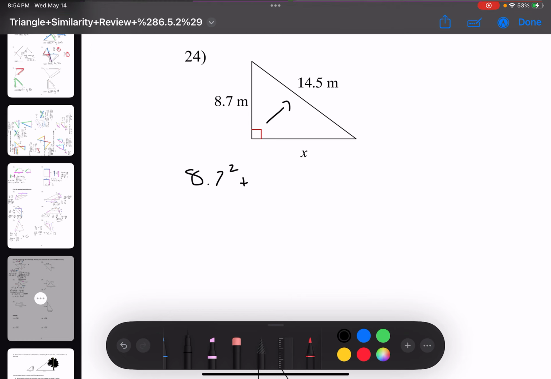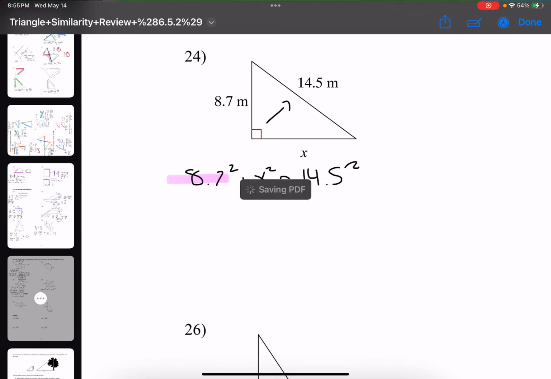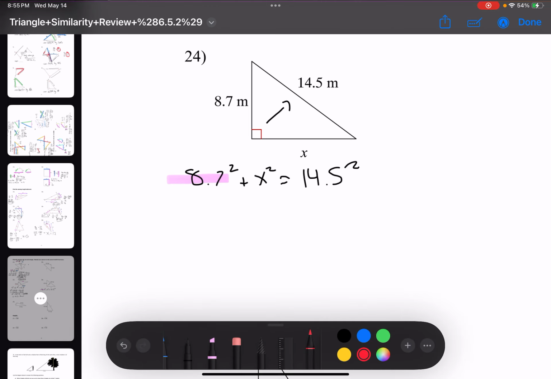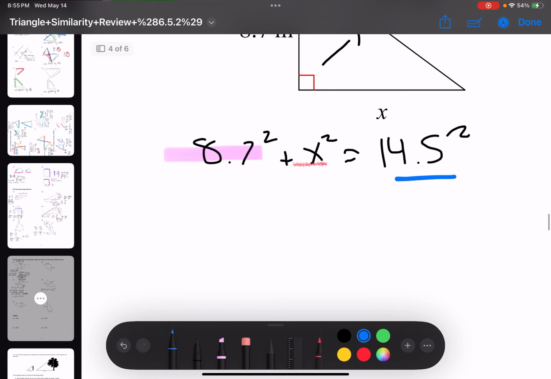Let's go. 8.7 squared plus x squared is equal to 14.5 squared. This is your A, this is your B, and then this is your C. Okay, let's go. 8.7 squared is 75.69 plus x squared.